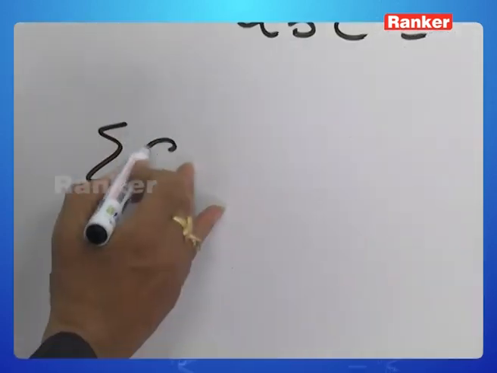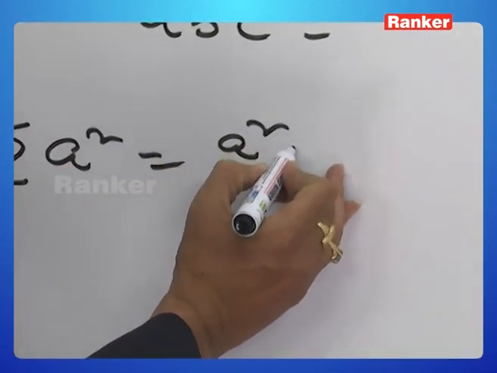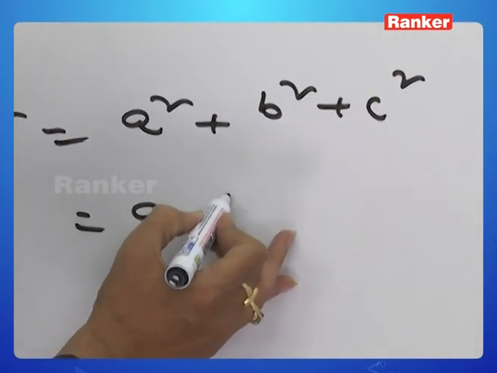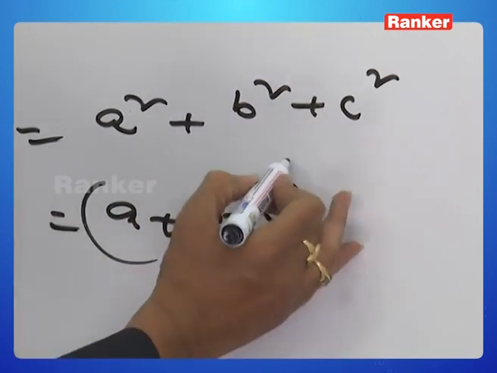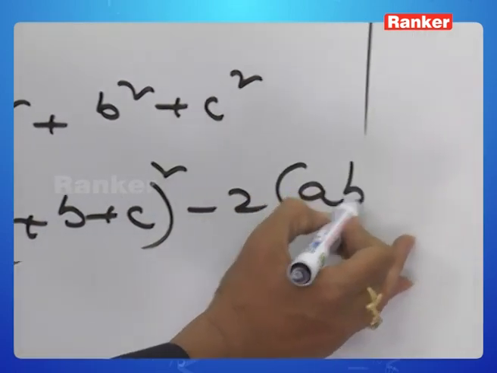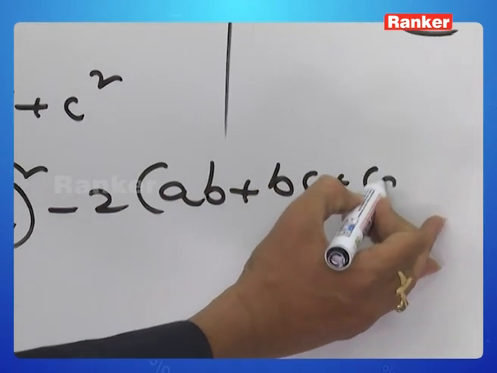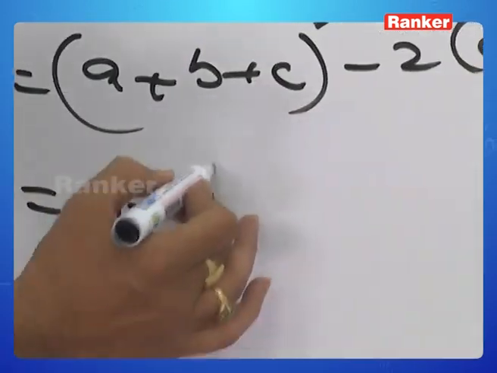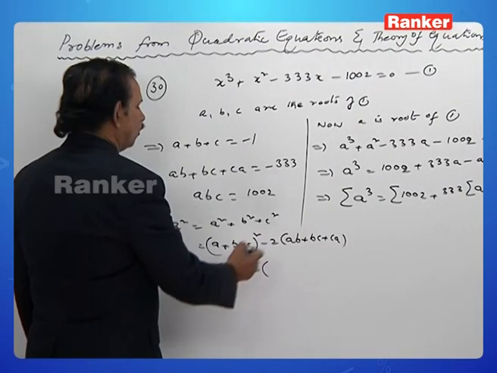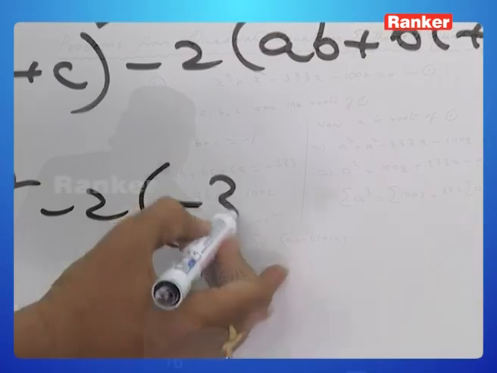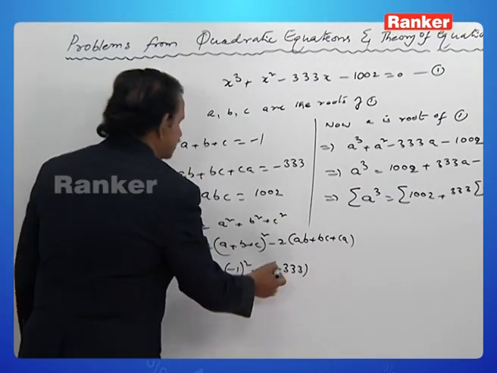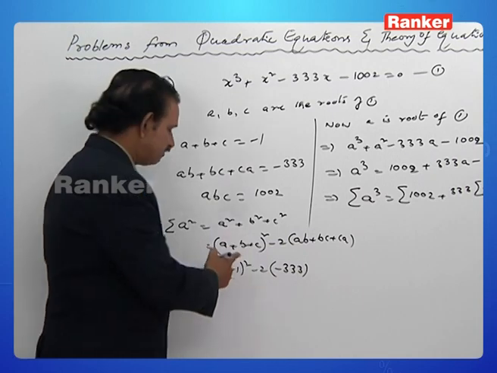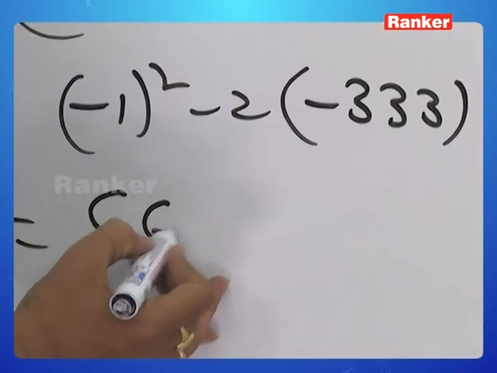Sigma a square is equal to a square plus b square plus c square, which is equal to (a plus b plus c) whole square minus 2 into (ab plus bc plus ca). What is a plus b plus c? Minus 1. Minus 1 whole square minus 2 into, what is ab plus bc plus ca? Minus of 333. Minus of minus plus 2 into 333 is 666, plus 1 is 667.